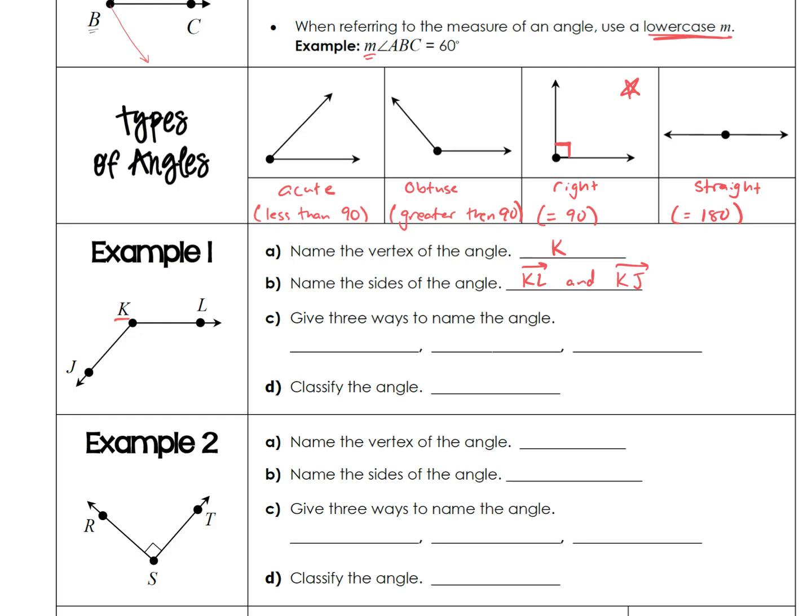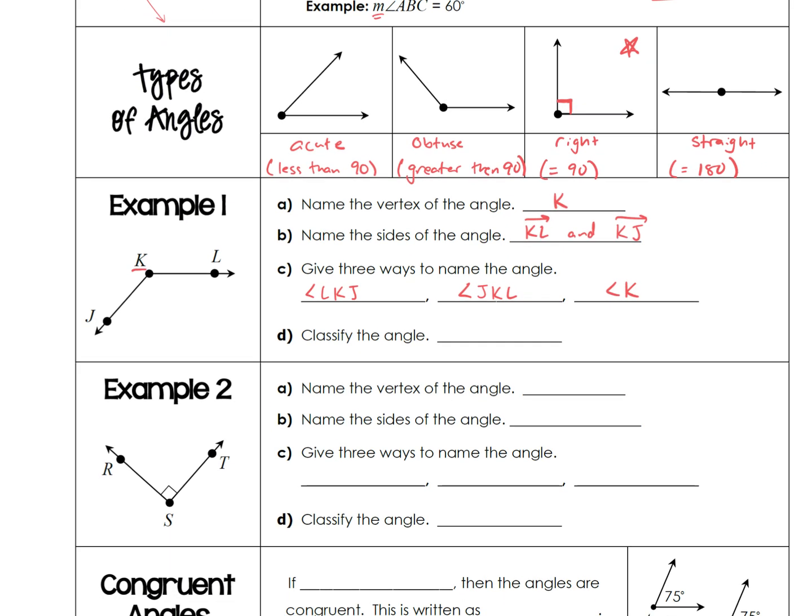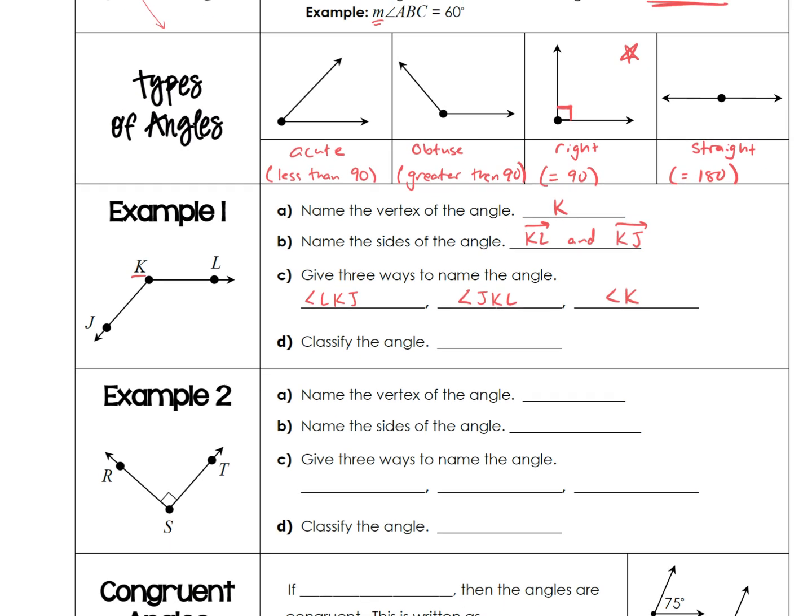Now, the three ways I can name this angle is angle LKJ. I could switch the front and the back letter and say JKL. And then since this only has one angle coming from this vertex, I could also say angle K. If I wanted to classify the angle, I can look at it. It's an obtuse angle. And that is the classification.